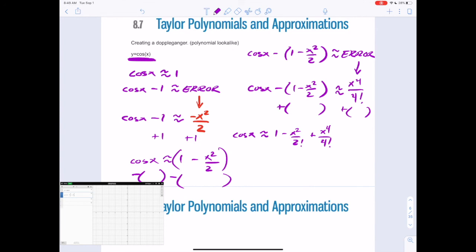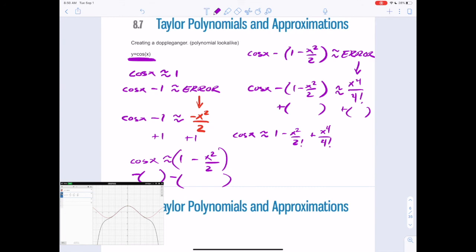Here's our doppelganger. It starts to overlap even more. How do I improve this, right? If I add more terms, I know I'm going to improve it. I want you guys to think, pause, and guess what that next term is going to be. Press play whenever you're ready. The next term here is going to be minus, not plus, minus x to the 6 all over 6 factorial. Notice how when we add the extra term here, it overlaps even more.